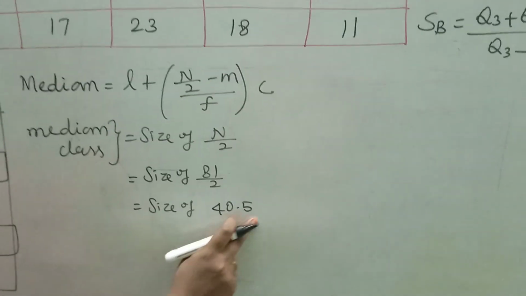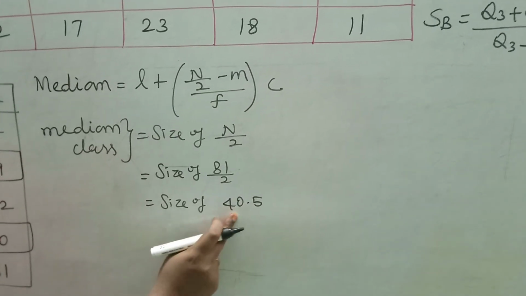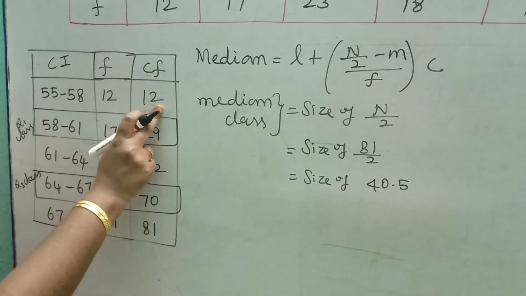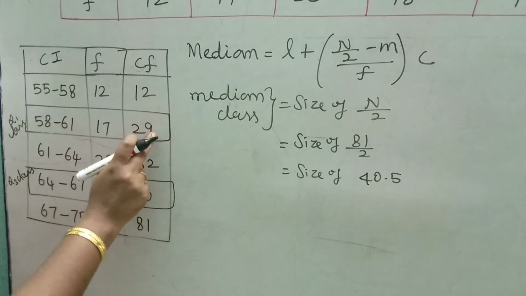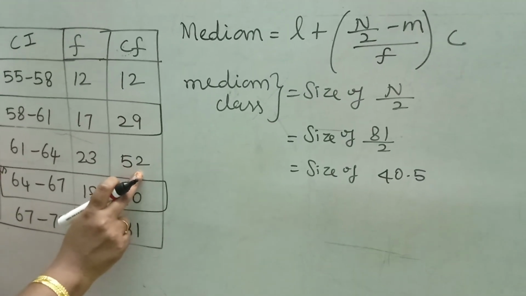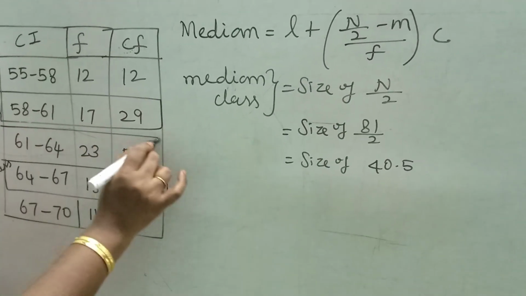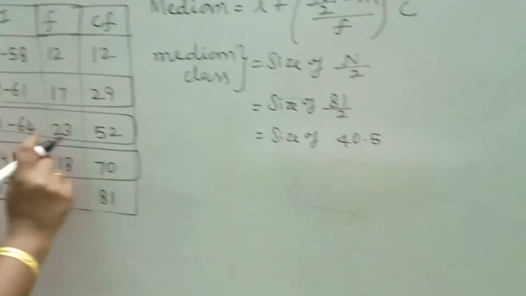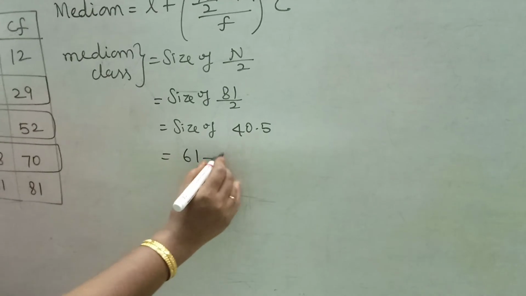Look at the cumulative frequency column. Which number is greater than 40.5? 12 is less than 40.5. 29 is less than 40.5. But 52 is greater than 40.5. Therefore, 61 to 64 is our median class. 61 to 64 is the median class.